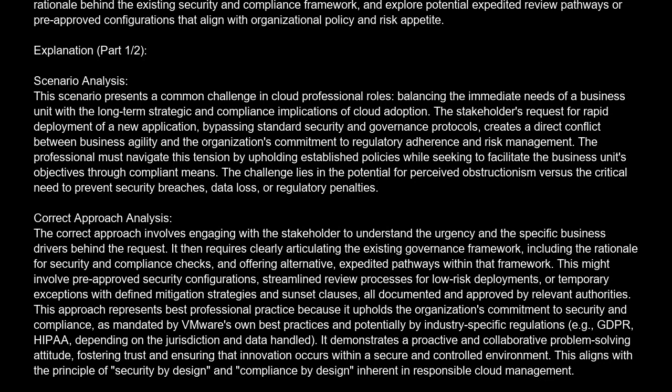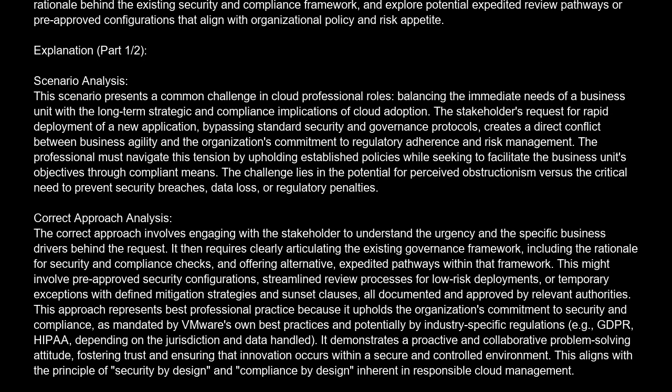The correct answer is C. Engage with the business unit lead to understand the specific business drivers and deadlines. Clearly explain the rationale behind the existing security and compliance framework, and explore potential expedited review pathways or pre-approved configurations that align with organizational policy and risk appetite.